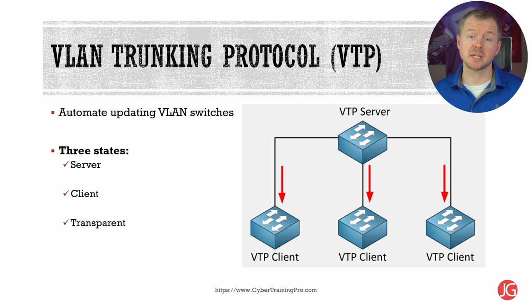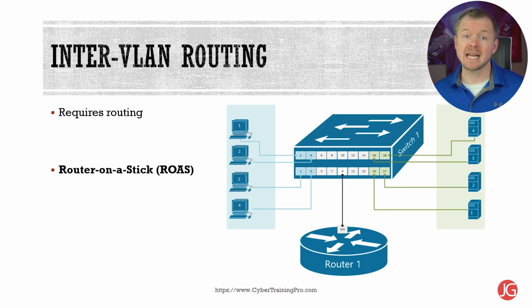Transparent mode tells a switch to keep its manual settings and not update, but if changes happen on that switch, then they'll be sent out to the other switches in the VTP domain. What happens if you want to send data between VLANs? Well, by design, this process, which is called inter-VLAN routing, is not possible without a router or a multi-layer switch.